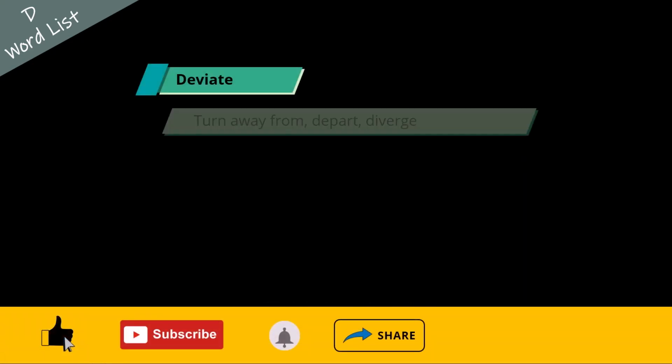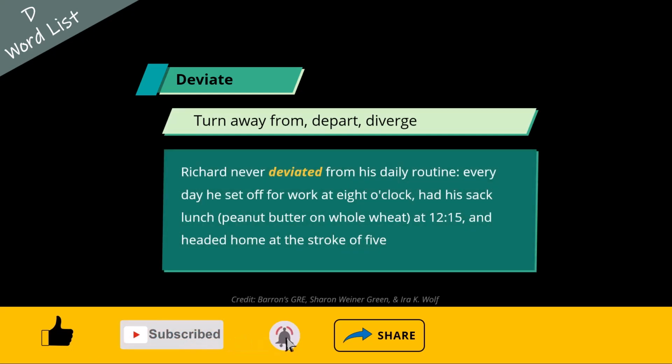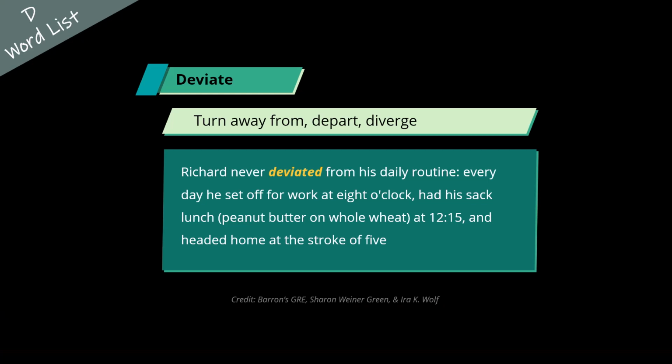Deviate means turn away from, depart, diverge. For example, Richard never deviated from his daily routine. Every day he set off for work at 8 o'clock, had his sack lunch, peanut butter on whole wheat, at 12:15, and headed home at the stroke of 5.